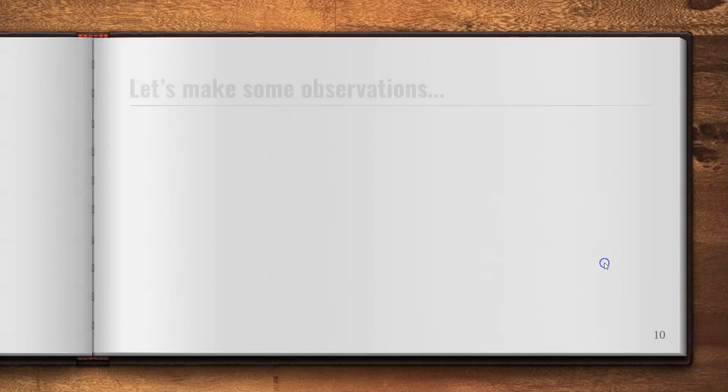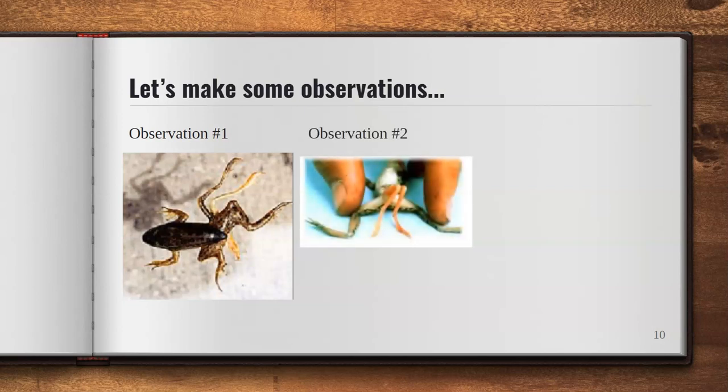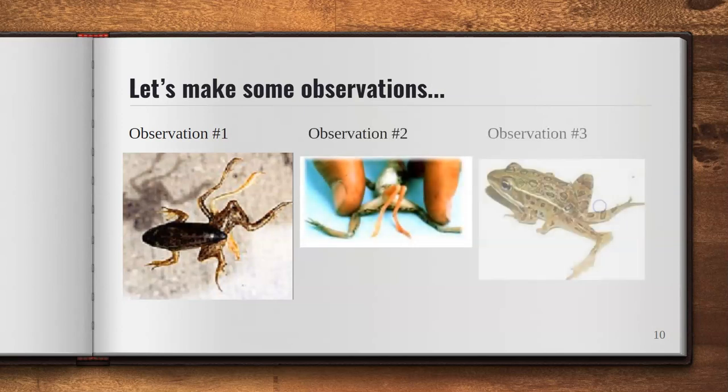All right, so you are going to get an actual experiment that happened, or an actual problem that happened in an ecosystem. And we're going to look at some observations of that problem, and we're going to design an experiment around it. So here's observation 1, observation 2, and observation 3.